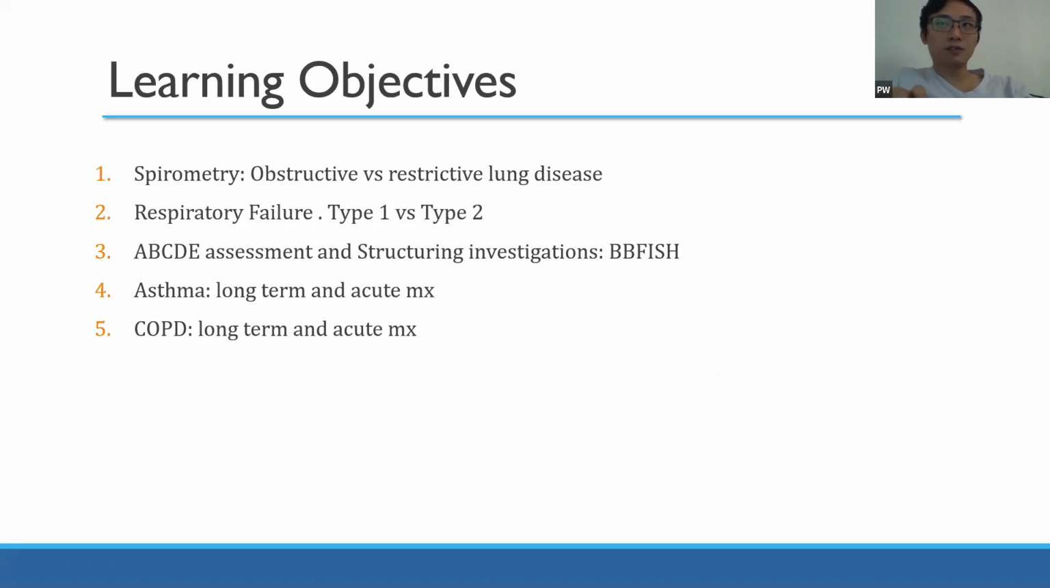So some learning objectives. I'm going to give you an outline of obstructive versus restrictive lung diseases. Earlier on, we'll go through respiratory failure, type 1 versus type 2, the differences in terms of assessing it, managing it, and what the diseases are. We'll go through ABCDEs and how you can structure your investigations in a coherent manner. And we'll talk about asthma, pathophysiology, community management, acute management, and likewise for COPD, the acute and some of the long-term management.